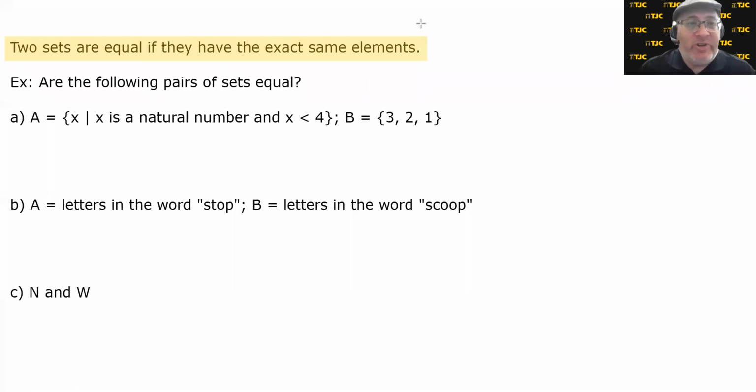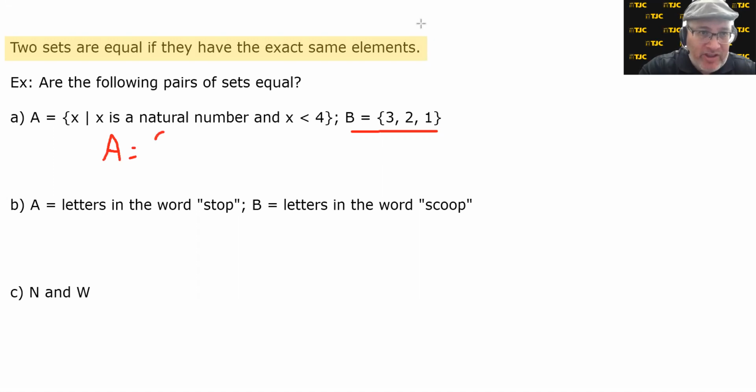So we have 3 pairs of sets here, and we're going to answer the question, are the following pairs of sets equal? In example A, we have set A equals a set of x's, such that x is a natural number and x is less than 4. And B is the set containing the numbers 3, 2, and 1. Now, in order to see if these are equal, we need to see what their elements are. And if they're exactly the same, then the sets are equal. We already know what set B contains because it's written in roster method. Set A is written using set builder notation, so we need to figure out what's in A.